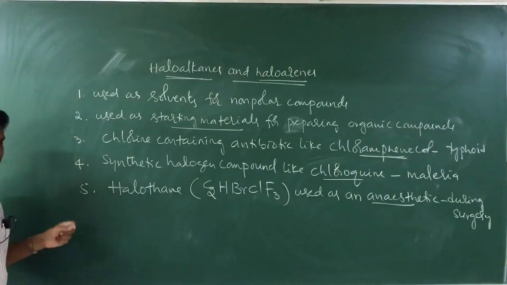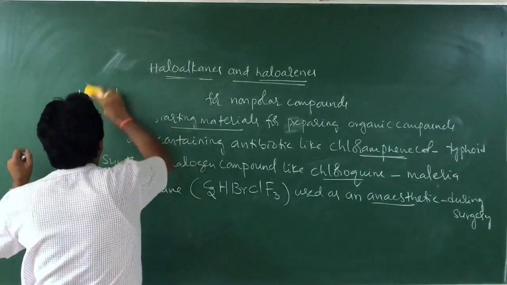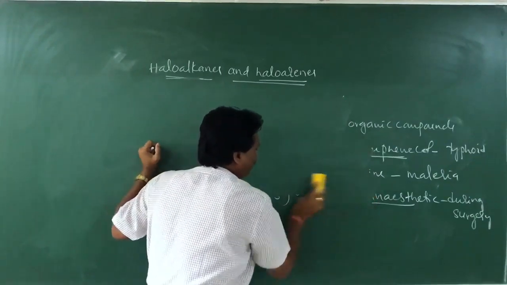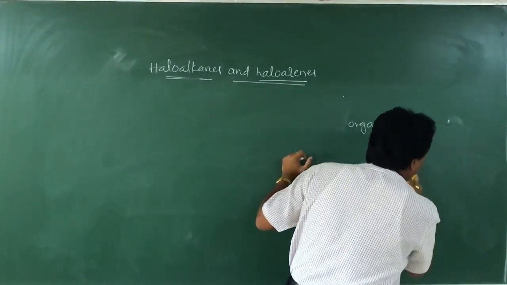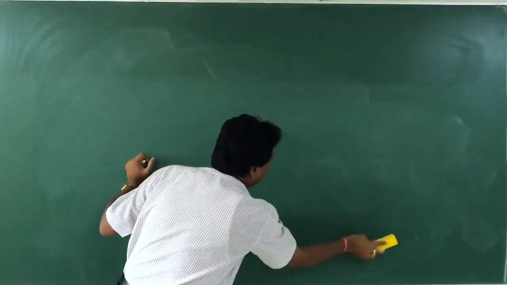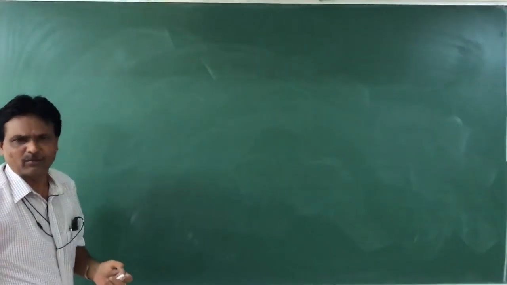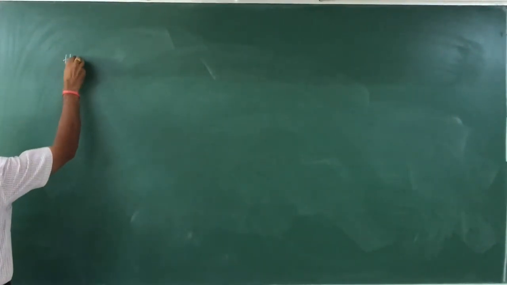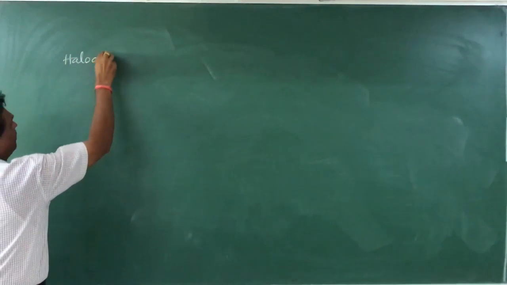So here, haloalkanes are the halogen derivatives of alkanes.